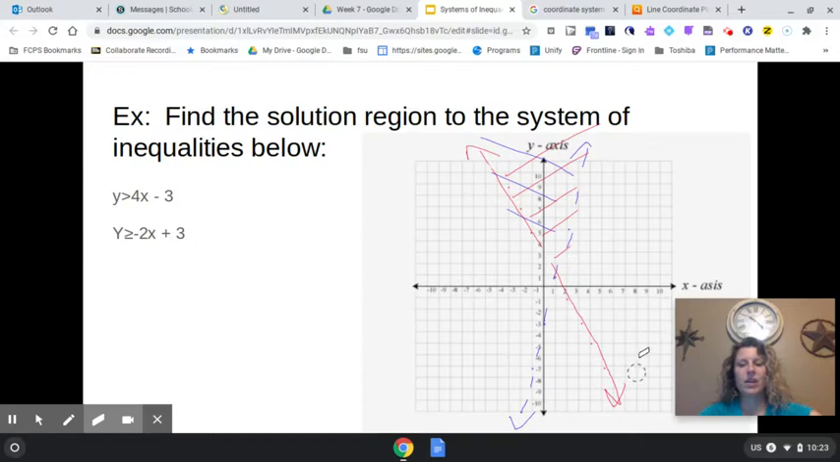So taking a look, again, it looks kind of like a triangular region up here. This is my solution region. I'm including the points on the red line, but I am not including the points on the blue line because it's dashed.